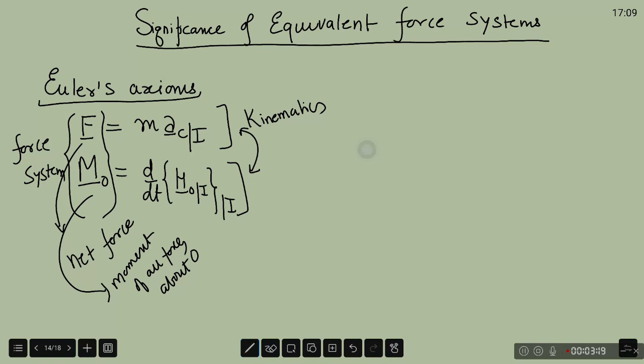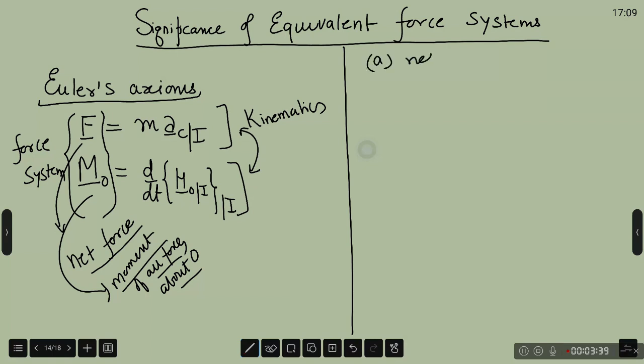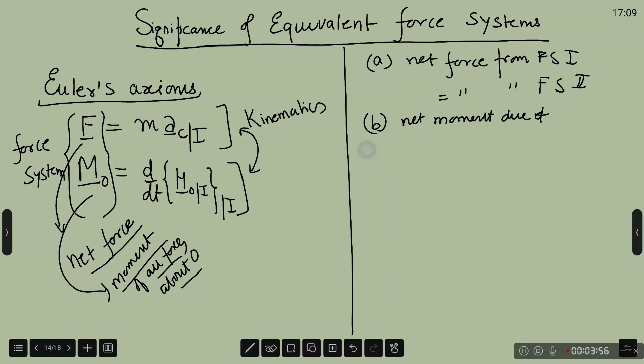Now remind yourself, how did we define two equivalent force systems? Condition A was net force should match: net force from force system 1 should be equal to net force from force system 2. And B was net moment due to all forces in force system 1 about a point equals net moment due to all forces in force system 2 about that point.